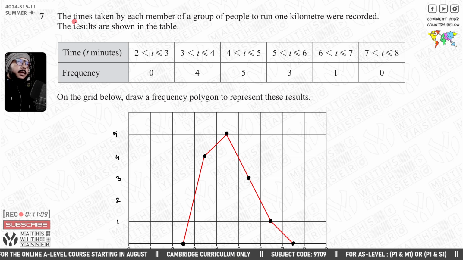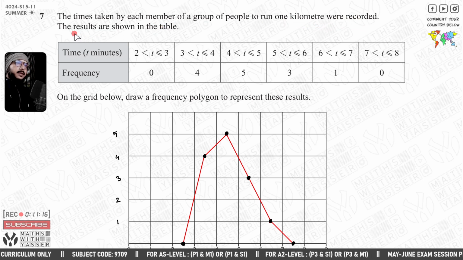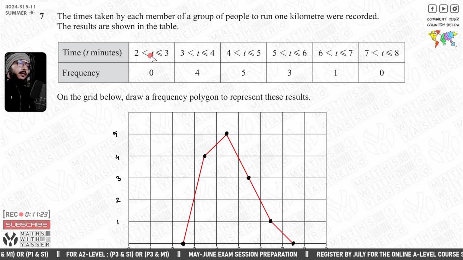Question number 7. The times taken by each member of a group of people to run 1 kilometer were recorded. The results are shown in the table. So these are the class widths. So we have from 2 to 3, then 3 to 4, 4 to 5, 5 to 6, 6 to 7, and 7 to 8. So we have equal class widths. And the frequencies are also provided, which are 0, 4, 5, 3, 1, 0. On the grid below, draw a frequency polygon to represent these results.